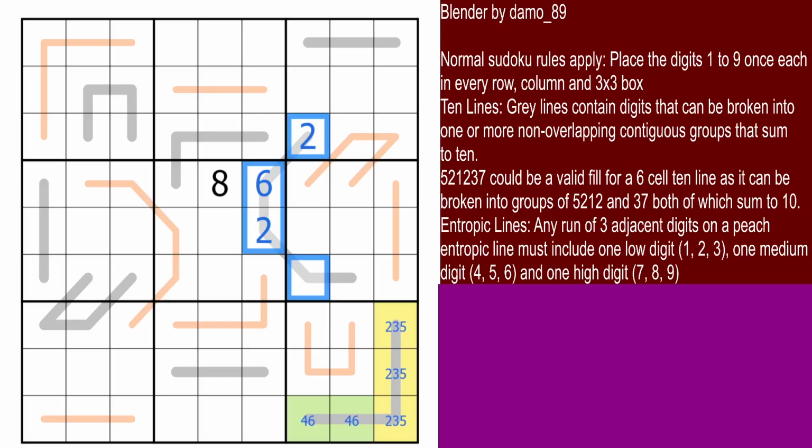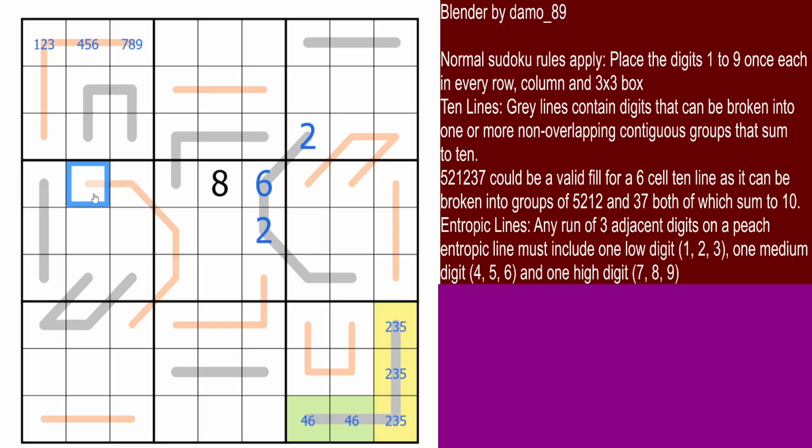Entropic lines: any run of 3 adjacent digits on a pitch entropic line, and these are the pitch entropic lines, must include one low digit, one medium digit, and one high digit. So the digits 1 to 9 are divided into 3 groups. The low digits are 1 to 3, the medium digits are 4, 5, 6, and the high digits are 7, 8, 9. So on this pitch line, in any continuous 3 cells, one of each must be there.